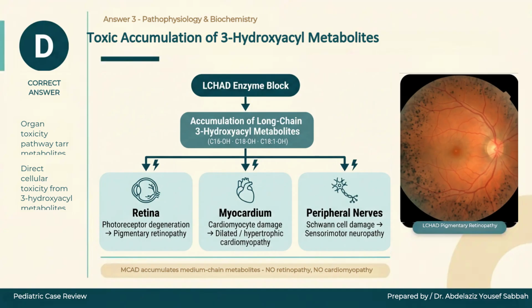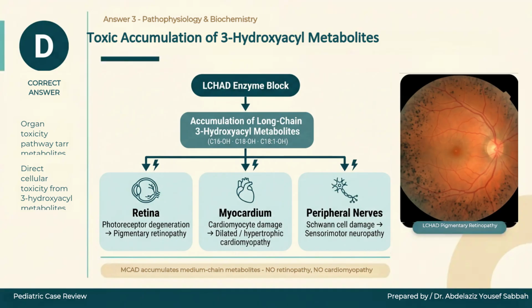When the LCHAD enzyme is blocked, long-chain 3-hydroxyacyl metabolites, the C16-hydroxy, C18-hydroxy, and C18:1-hydroxy species, build up. These metabolites are directly toxic to specific tissues. In the retina, they cause photoreceptor degeneration, leading to pigmentary retinopathy. In the myocardium, they cause cardiomyocyte damage, leading to dilated or hypertrophic cardiomyopathy. In peripheral nerves, they cause Schwann cell damage, leading to a sensory motor neuropathy.